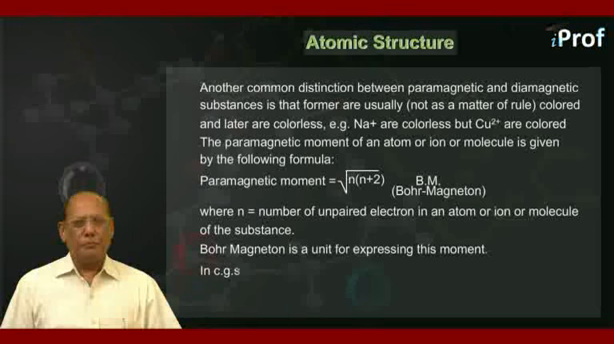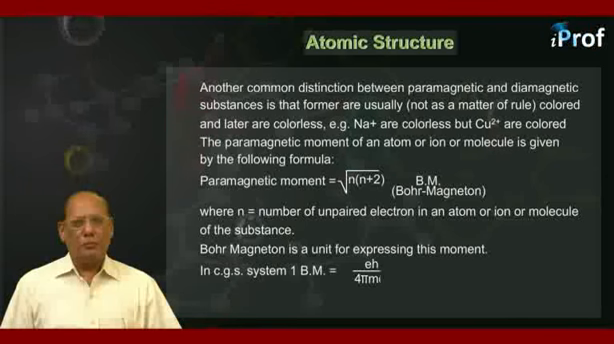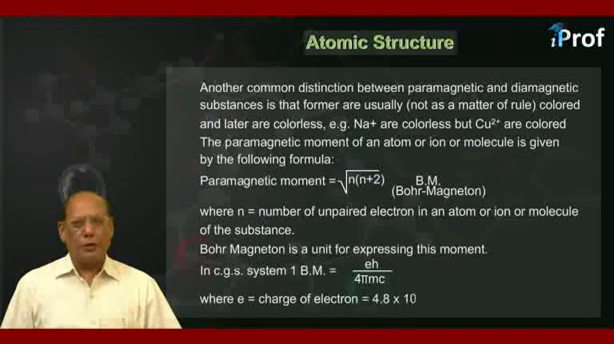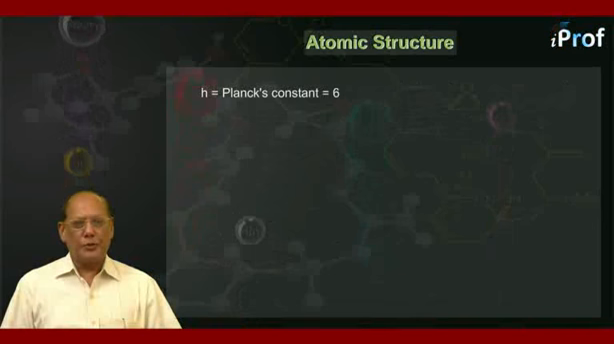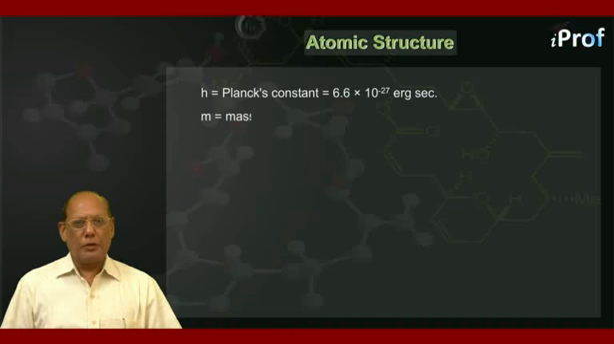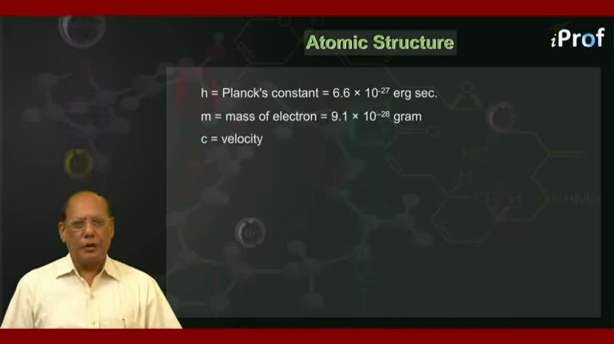In the CGS system, 1 Bohr magneton is equal to eh upon 4 pi mc, where e means charge of electron, that is 4.8 into 10 to the power minus 10 ESU. h is Planck's constant, that is 6.6 into 10 to the power minus 27 erg second. m is mass of the electron, which is 9.1 into 10 to the power minus 28 grams. And c is velocity of light, that is 3 into 10 to the power 10 centimeter per second.